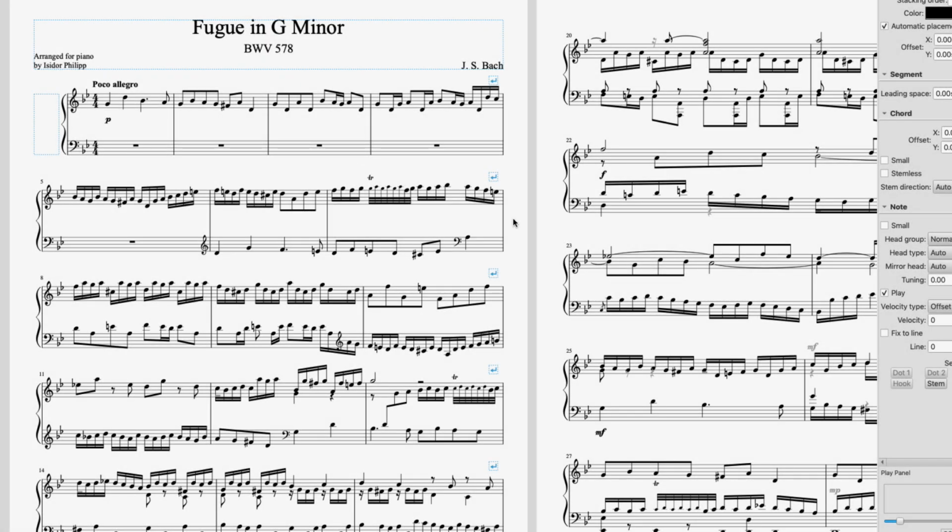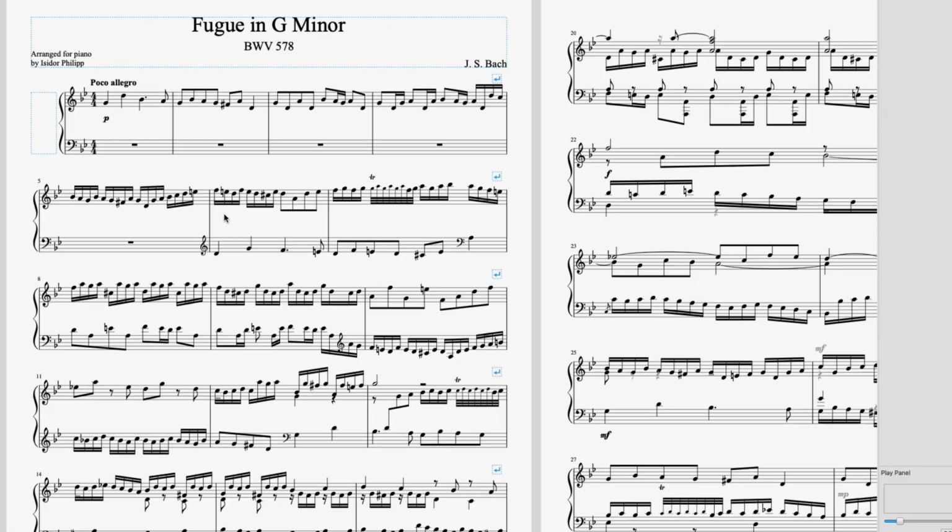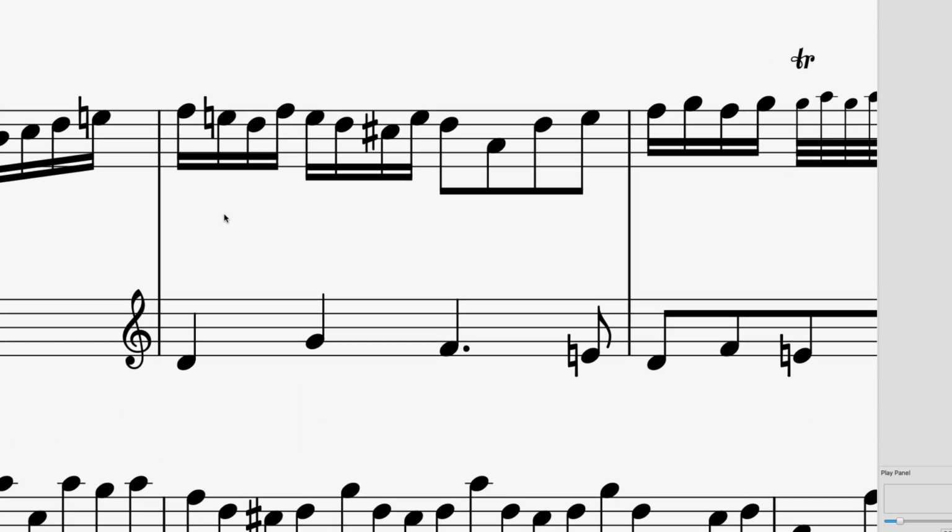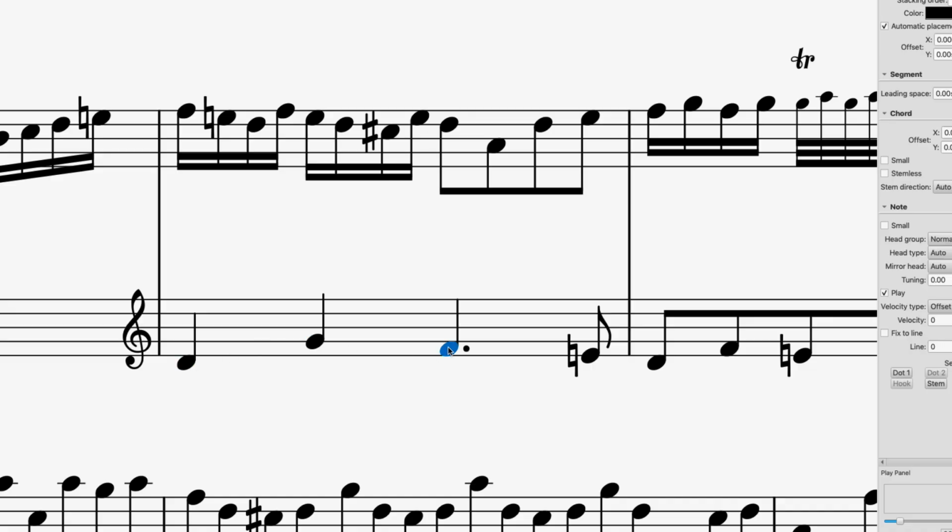Okay, let's talk about invertible counterpoint. This is another thing that we find in fugues a lot. And in order to explain it, let's zoom way in here. Okay, so I'm looking at the answer and the counter subject, right?